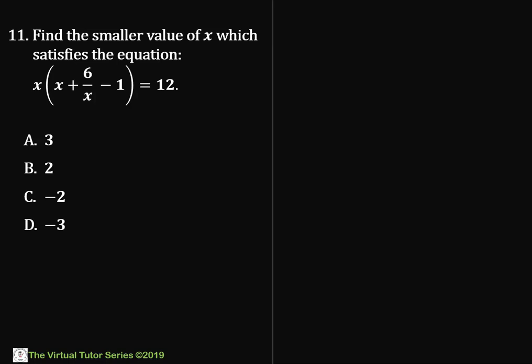Question 11. Find the smaller value of x which satisfies the equation x into bracket (x + 6)/x − 1 bracket close is equal to 12. Solution. We are given the equation x into bracket (x + 6)/x − 1 bracket close is equal to 12.